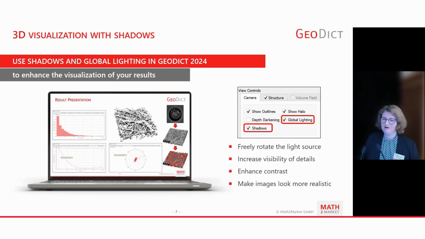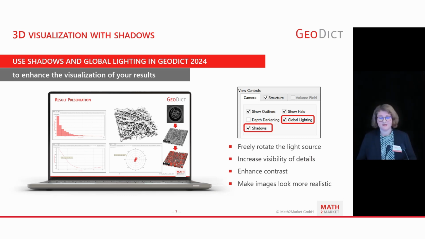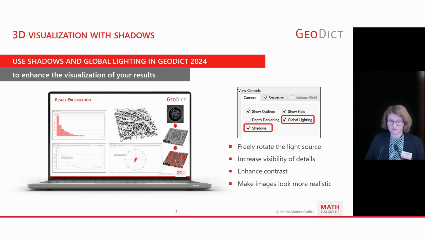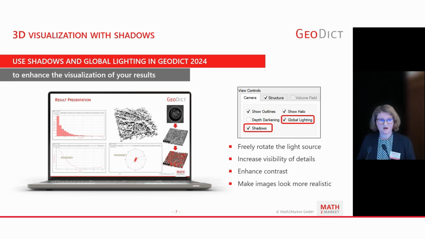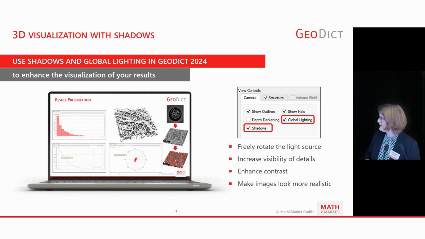So, and there's another very important kind of visualization, and that's the visualization of your results. For us, it has always been very important to enable the user to generate impressive images and videos of their models and results. We want to enable you to promote your research so that it stands out, not only scientifically, but also because your slides and publications simply look good. And in Geodeck 2024, geometries in 3D can be visualized with shadows, which makes it easier to see what's in front or in the back of a microstructure. And the shadows may be combined with all the other camera options, like global lighting, as you can see on this slide.